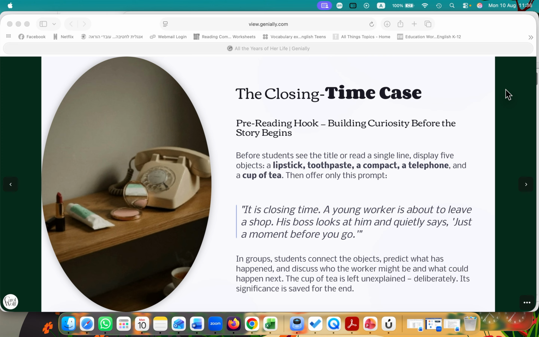Most objects fit a drugstore easily, but the cup of tea doesn't. And that mismatch is exactly what makes students want to solve it. Leave it unexplained. It becomes a key to the whole story later.